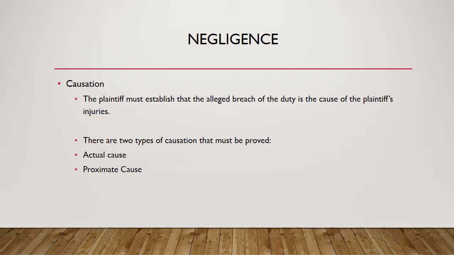So in causation, there are two types of causation. You've got to have actual cause and you've got to have proximate cause. Courts will look at these, and you may meet one but not have proximate cause. And if you don't have proximate cause, you're not going to have a successful claim. You've got to have both actual cause and proximate cause. Only having one is not enough.